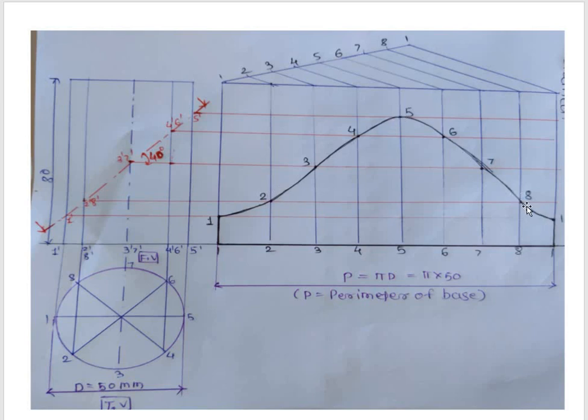Okay, not a straight line, but you have to join these points with a smooth curve, because this is the cylinder, and a cylindrical portion means you are getting a smooth curve. Okay, that's why you have to join all these points with the smooth curve. In this way you have to complete the problems related with the cylinder.